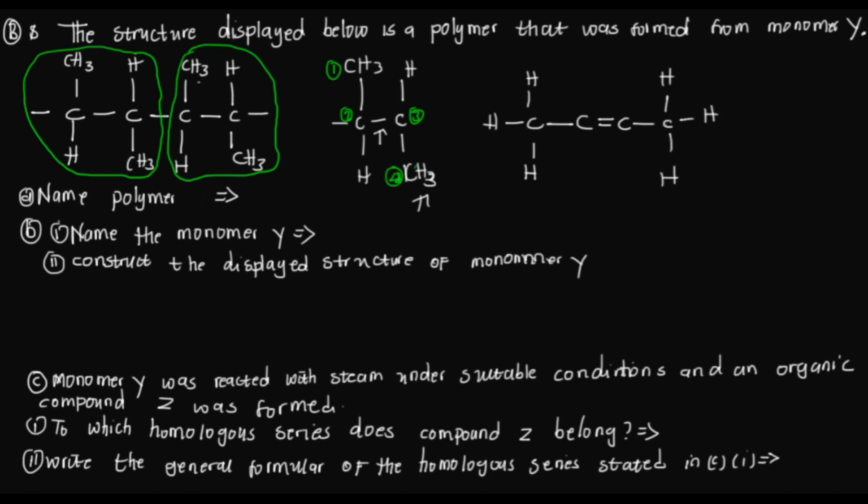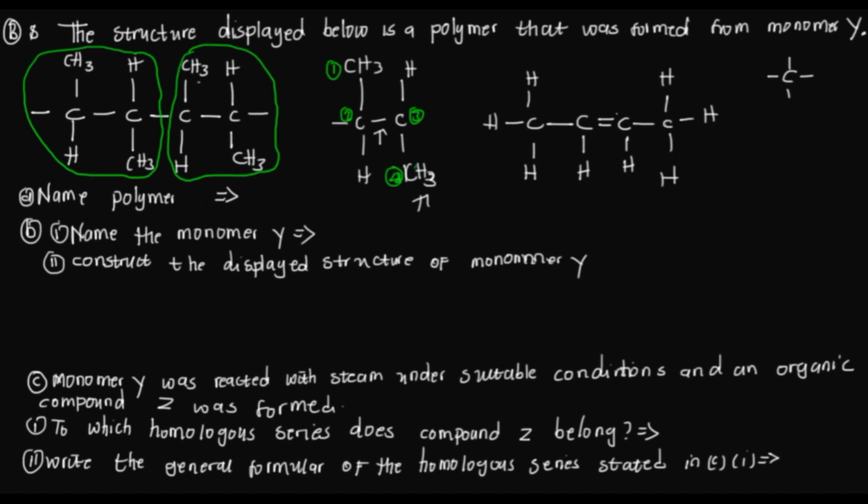Then for this one, we can put hydrogen. So this is how the structure of the monomer was before a chemical reaction. We can see that each carbon is surrounded by 4 bonds. So the carbon must have 4 bonds. That is the way it should be written.